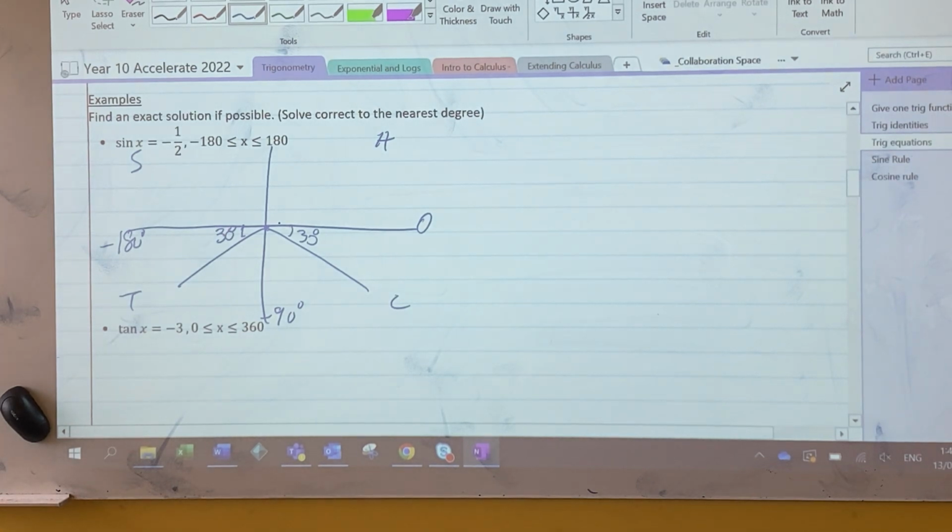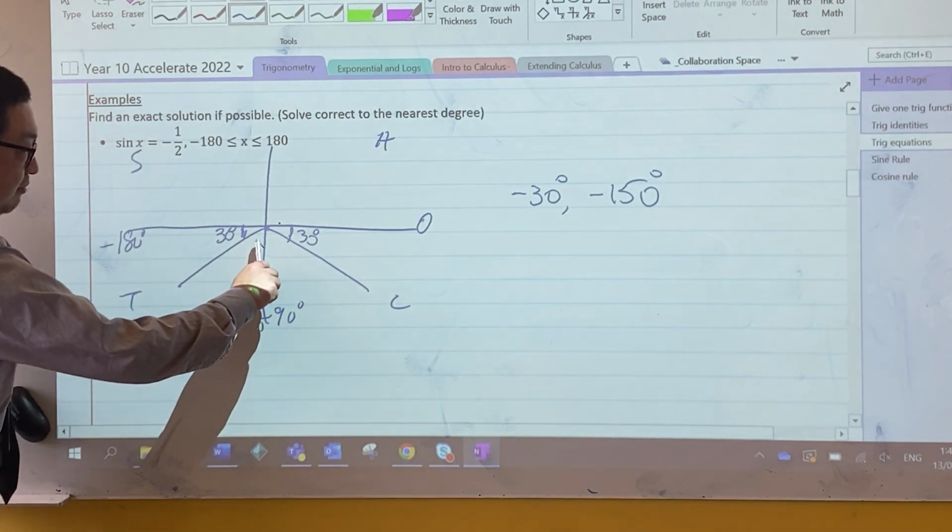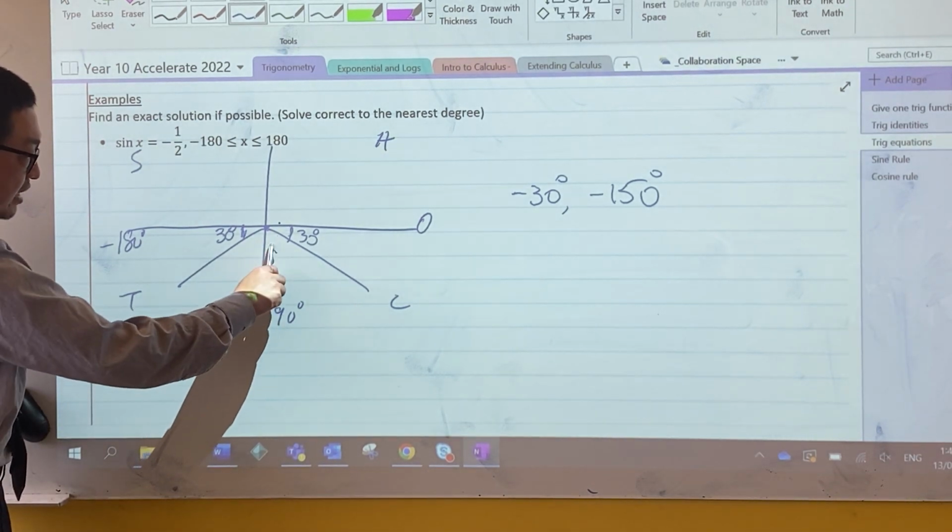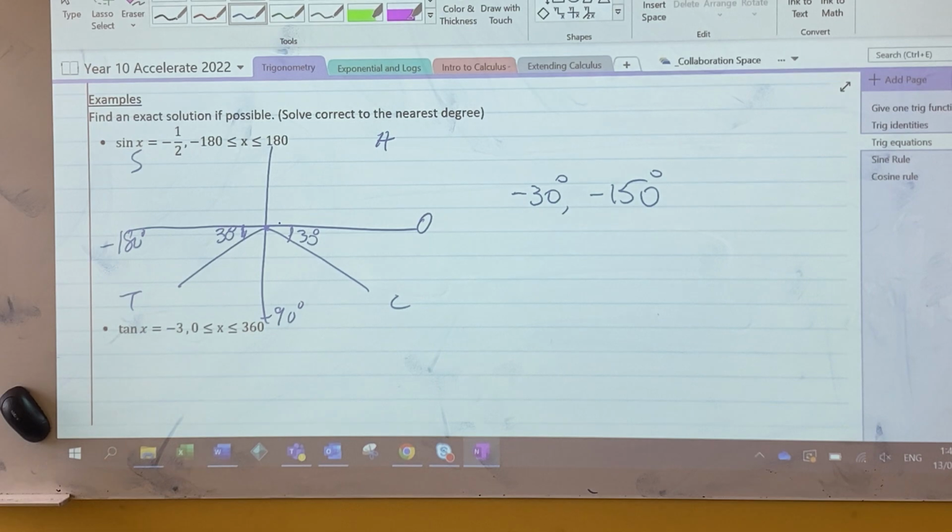Now how do I represent my angle? This first one is minus 30, and this one is minus 150. Are people okay with where the minus 150 comes from? That's already minus 90, then that's 60: minus 90, minus 60, minus 150. That's how you get it. I'll just write it down here: minus 90 and minus 60.